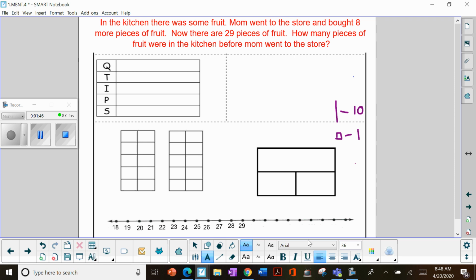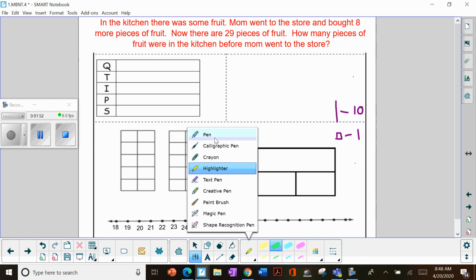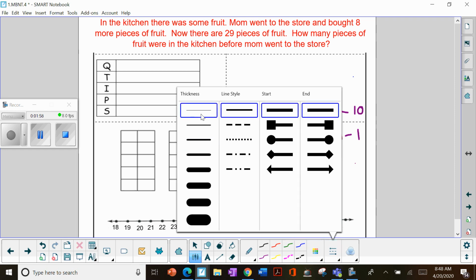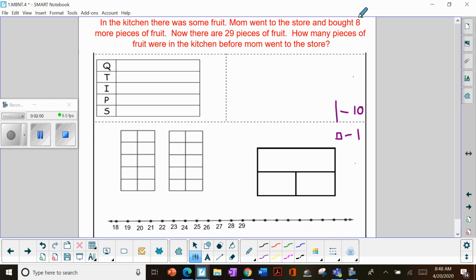All right, I like to look at my numbers before I even get started and kind of make them stand out. So I see we have 8, and I see we have 29. But we don't know what we started with. We just know that there was some fruit. So our start is unknown.